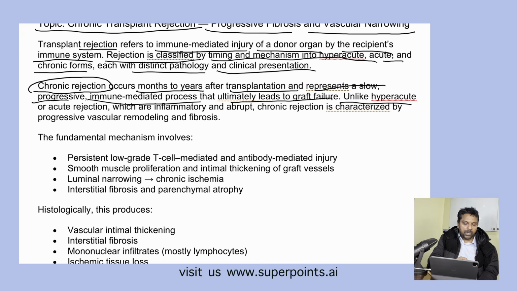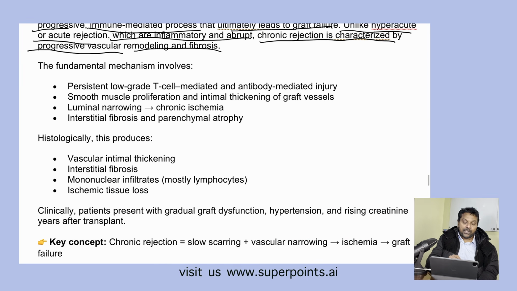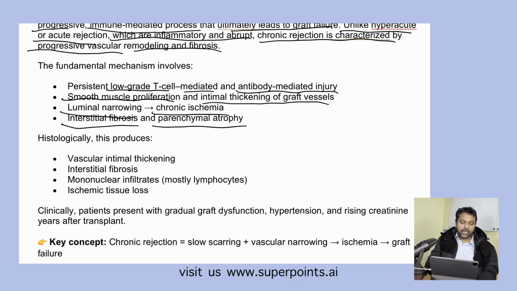Unlike hyperacute or acute rejection, which are inflammatory and abrupt, chronic rejection is characterized by progressive vascular remodeling and fibrosis. The fundamental mechanism involves persistent low-grade T cell-mediated and antibody-mediated injuries, smooth muscle proliferation and intimal thickening of graft vessels, luminal narrowing, chronic ischemia, interstitial fibrosis, and parenchymal atrophy.